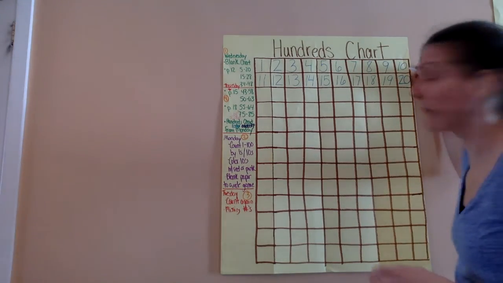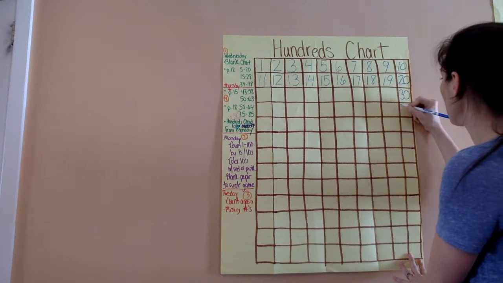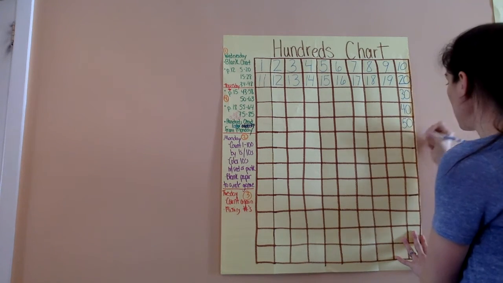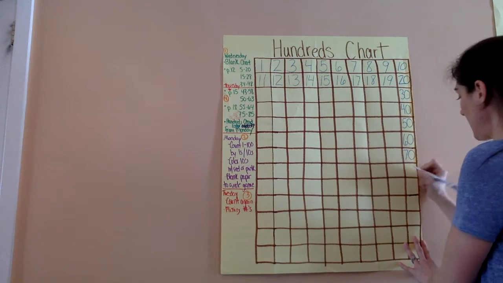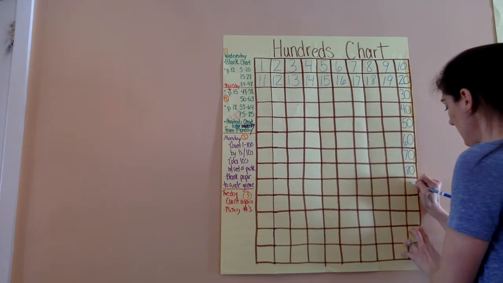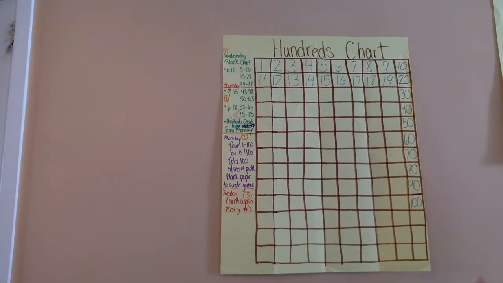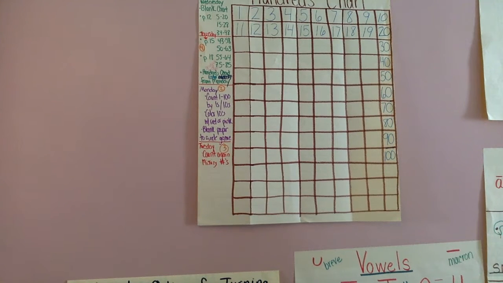So I know when I count by tens, I have 10, 20, 30, 40, 50, 60, 70, 80, 90, 100. And I'm going to stop there. Okay. So get that done.